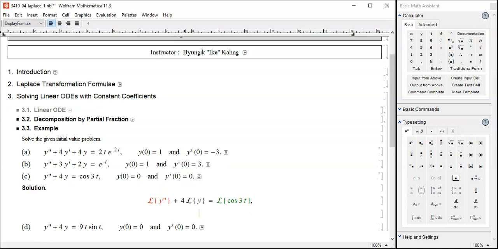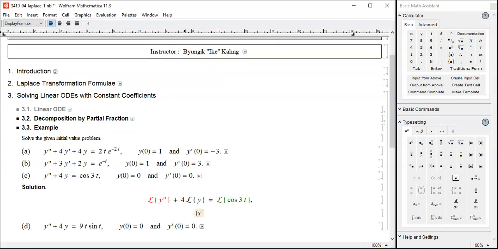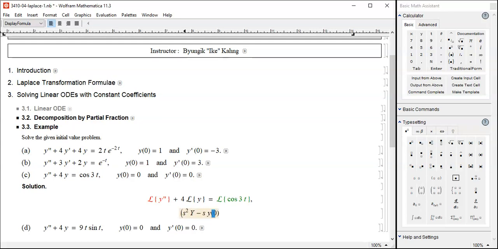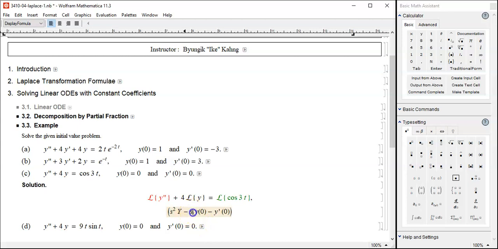What is the Laplace transform for the second derivative? s squared Y minus s y of 0 minus s to the 0 power y prime of 0. Let's put all those s's back here. Plus 4 times just Y, because I don't have a first derivative, it's just the original function. So that's red, that's black.